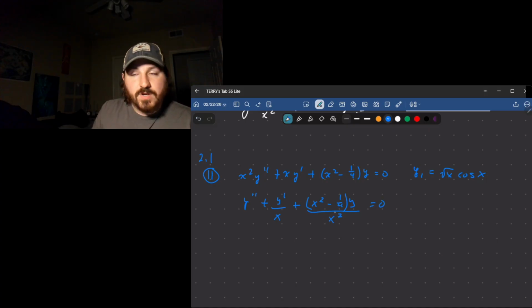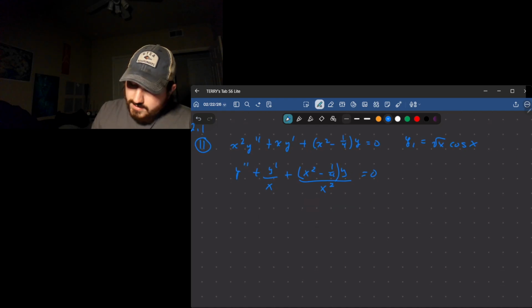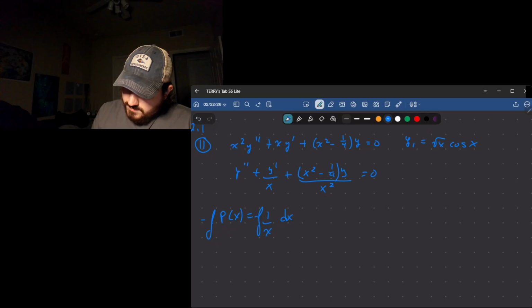Now I know this term right here looks really gnarly, but it doesn't matter because we don't have to worry about it. We don't have to deal with it. It's all good. We're only worried about this p of x right here and our initial given solution. So what we can do now is just do exactly what we did earlier. We get our p of x is equal to positive 1 over x this time. And we're going to take the negative integral of that. So we already know this is natural log. So our integral here is just going to be equal to negative natural log of x.